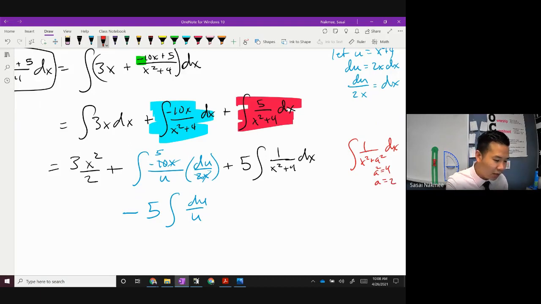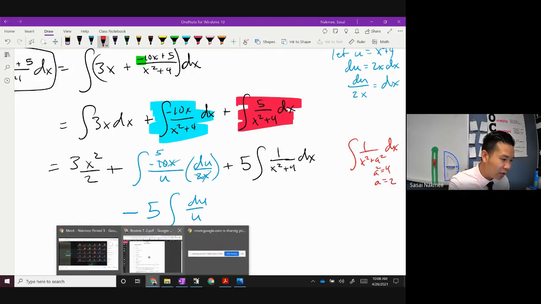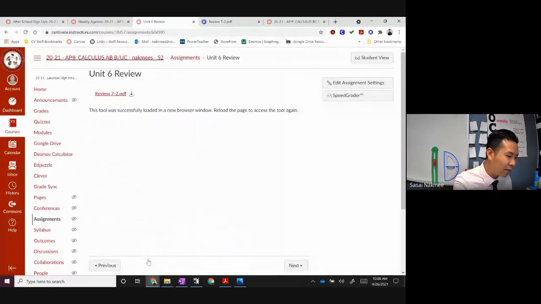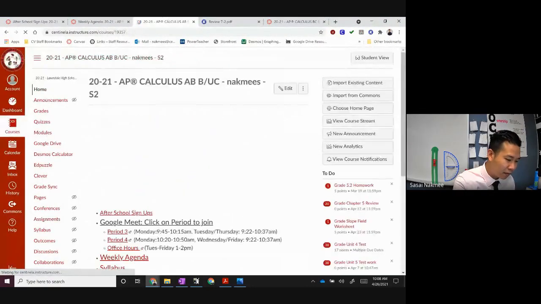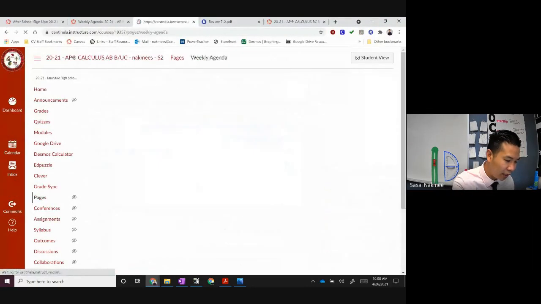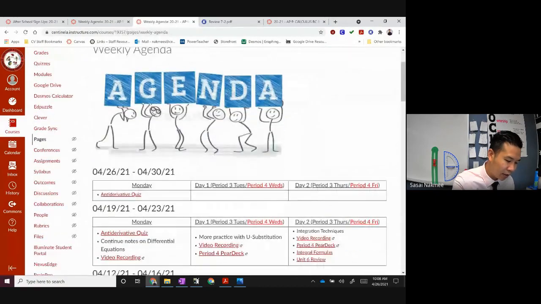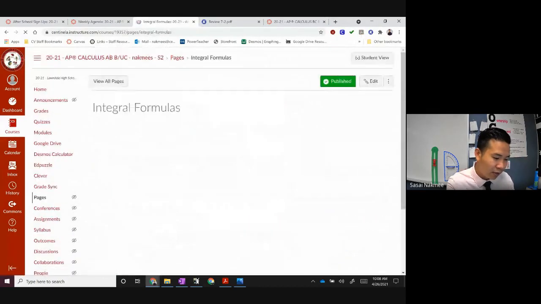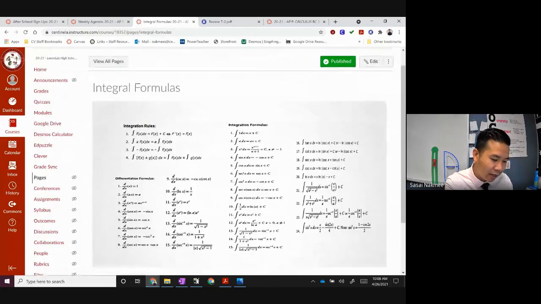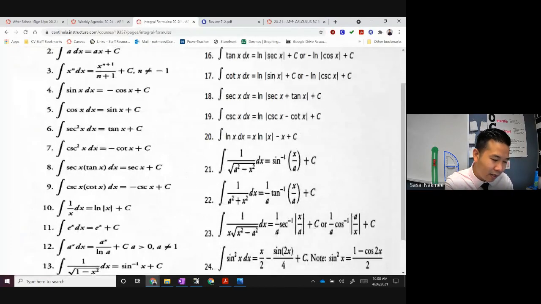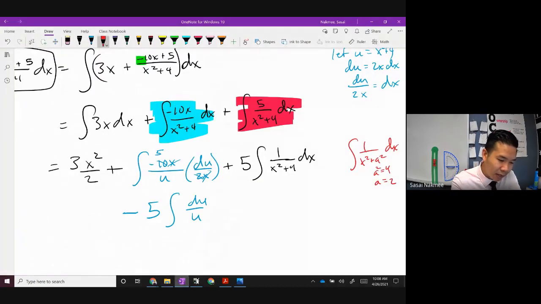So if you have this, let's go look at our cheat sheet real quick, just in case we don't have this memorized. Integral formulas. Let's look for the one that looks like the arctangent with the a right there. And it's right there, right? It's 1 over a arctangent of x over a. So when you integrate this, a is going to be 2. So this right here is going to be plus 5.